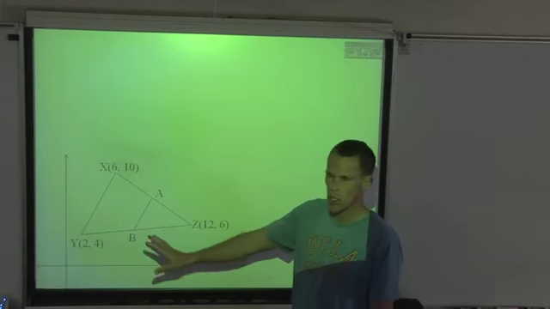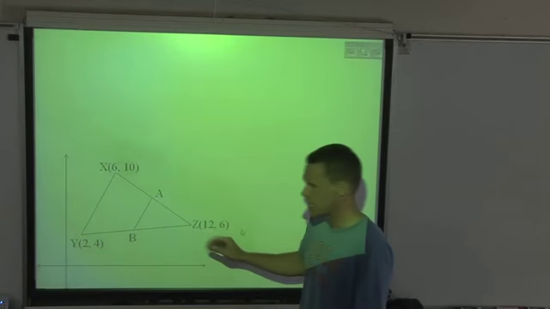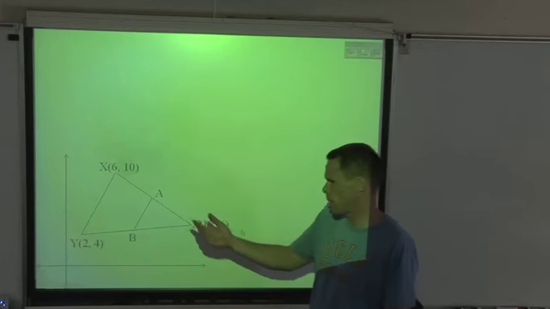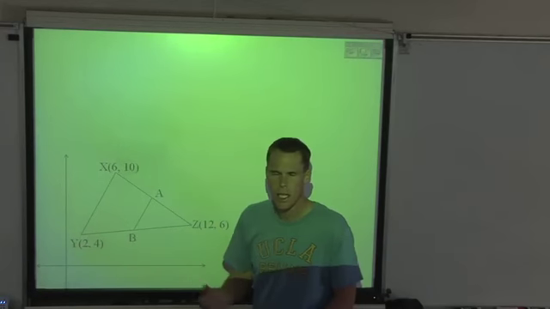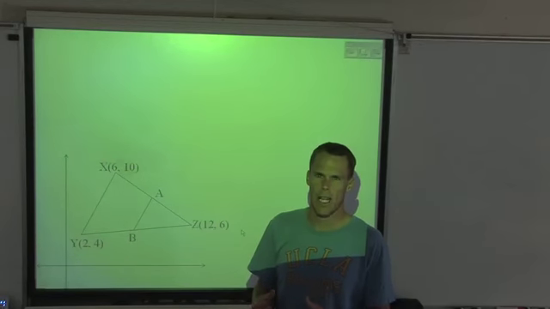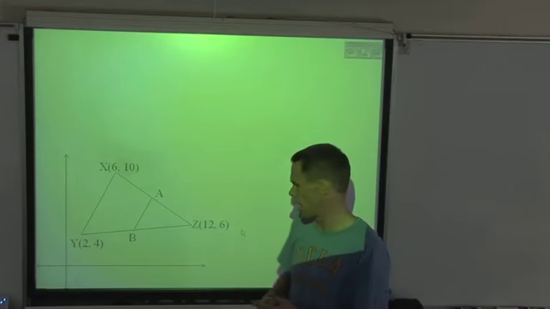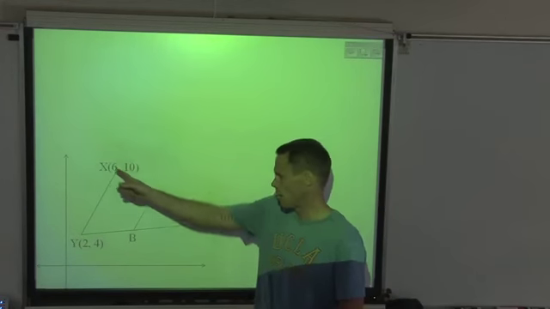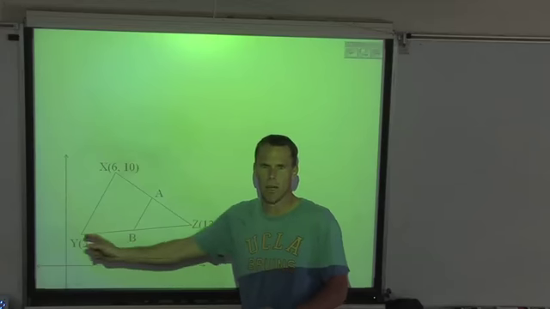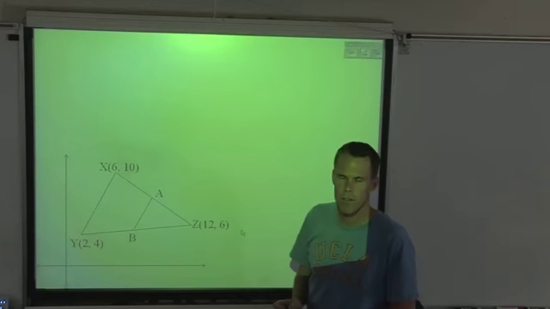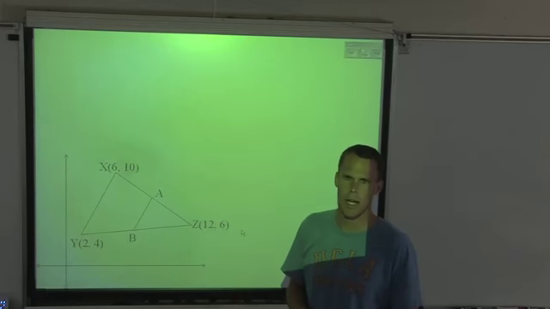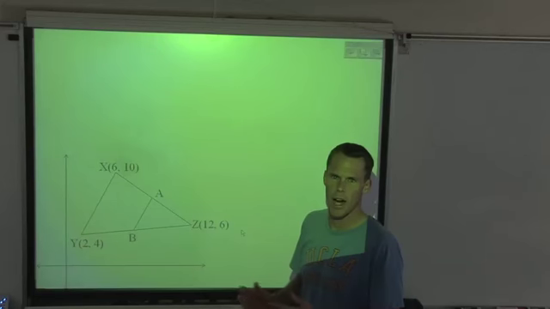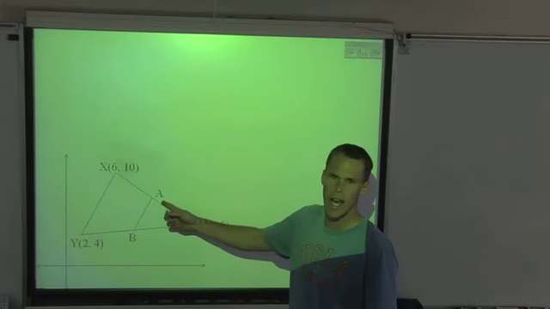So here we have a triangle XYZ, and I've placed two points A and B. We're going to use these points as the midpoints of those sides. So A is the midpoint of XZ and B is the midpoint of YZ. First thing we can do is use the algebraic midpoint formula to find the coordinates of point A.